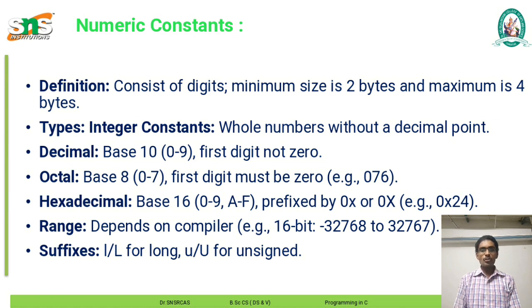Range depends on the compiler. For example, for a 16-bit compiler, minus 32,768 to plus 32,767 will be the range for the numeric constant. Suffixes: small l or capital L for long, and small u or capital U for unsigned.